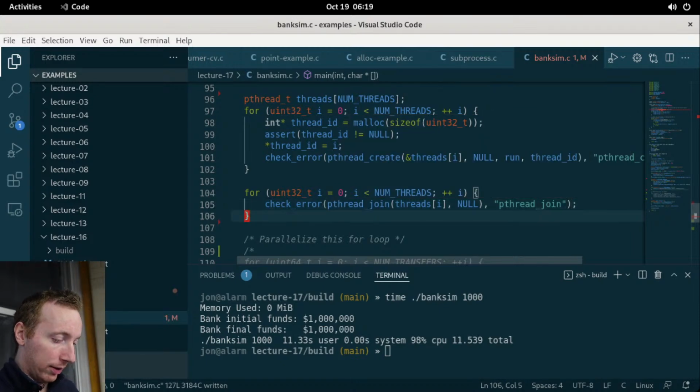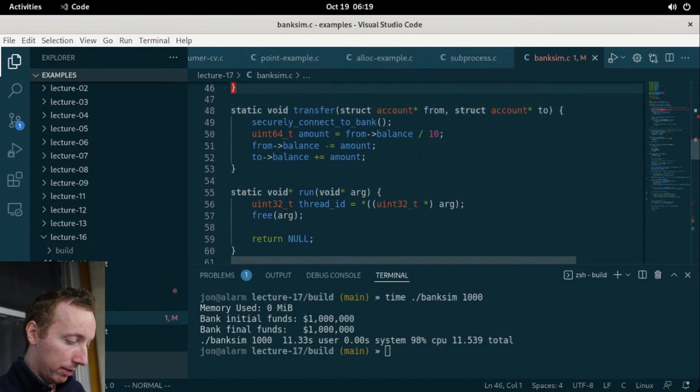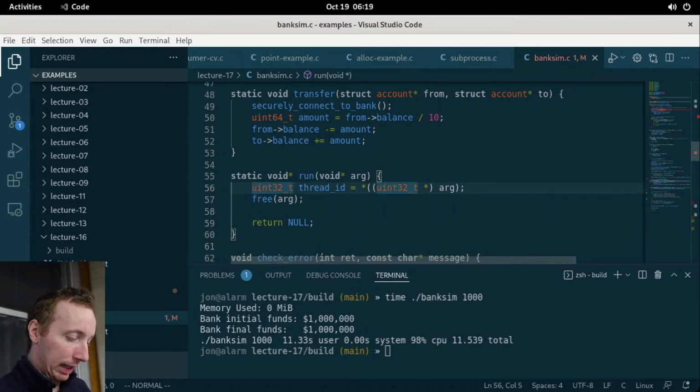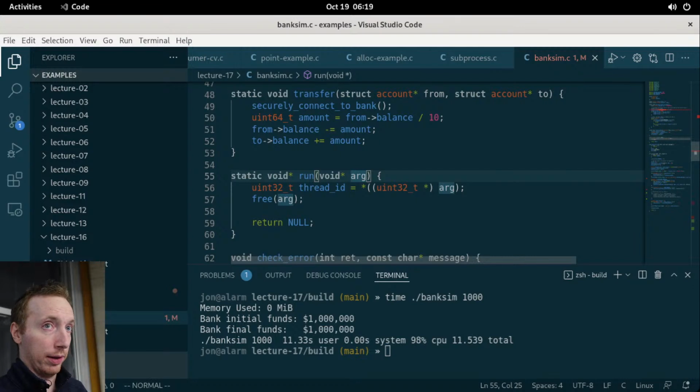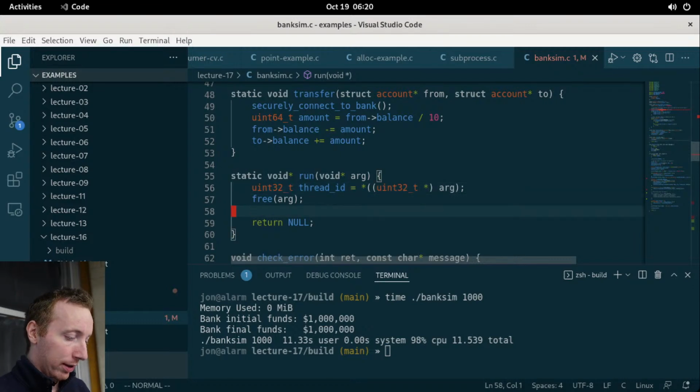Okay. So then the question is, what should be in my run function? So right now my run function just gets the argument we passed in, we know it's a pointer to an int. So we just cast that argument and then dereference it to get its value, and then we free it, so we're all good. So we're good people. We're always freeing all of our mallocs. Okay, so what should be in this run function?